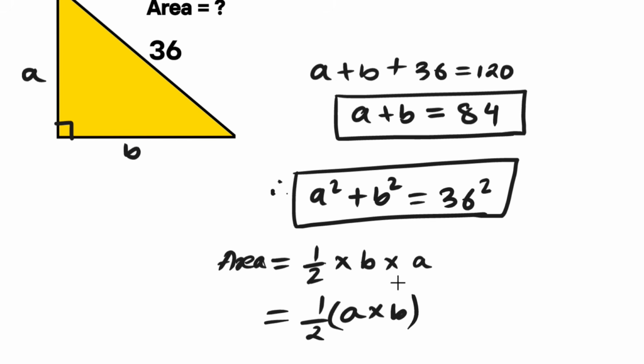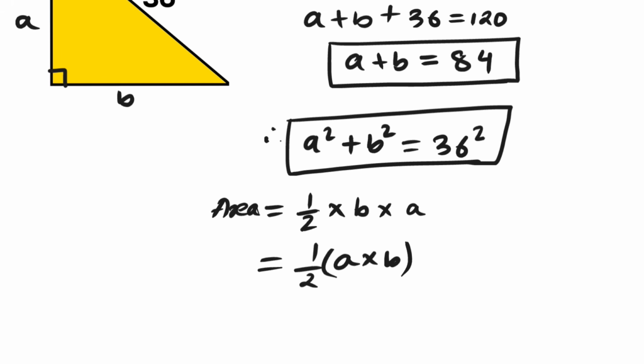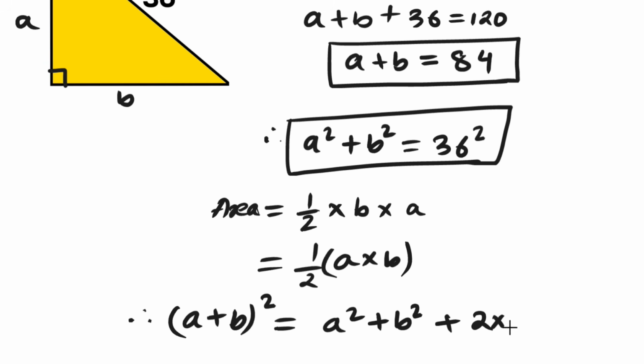This is where a very useful algebra identity helps us. The identity says that (A plus B) squared equals A squared plus B squared plus 2 multiplied by A multiplied by B. The reason this identity is useful is that we already know the values of A plus B and A squared plus B squared.